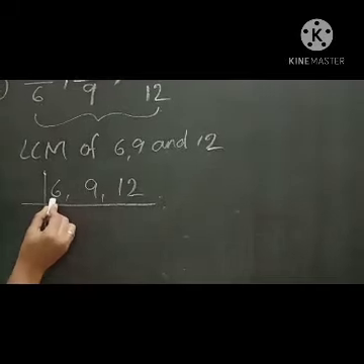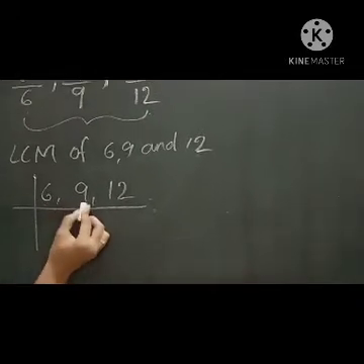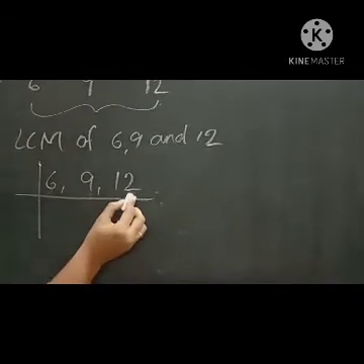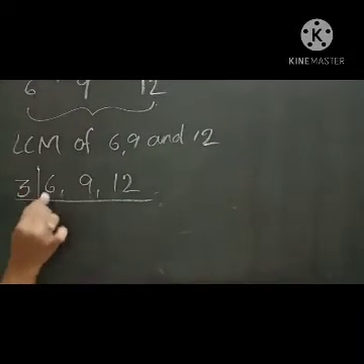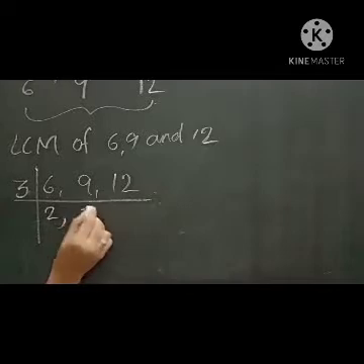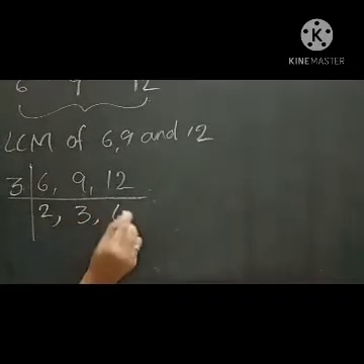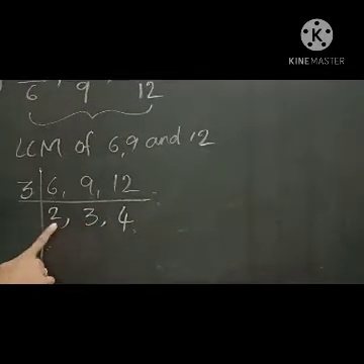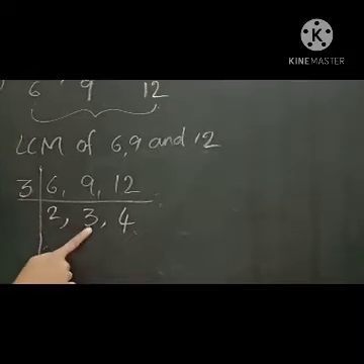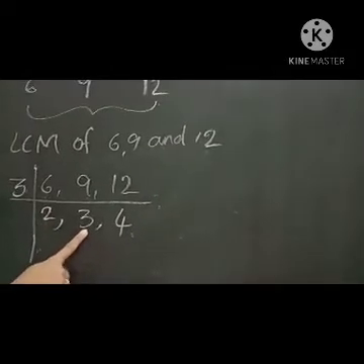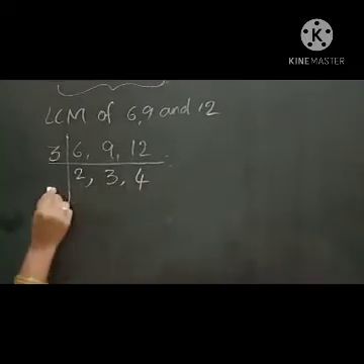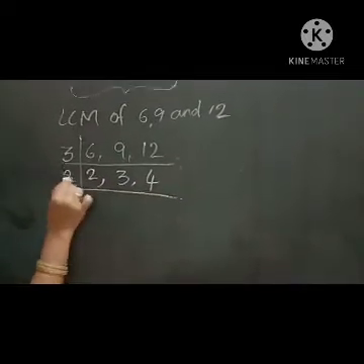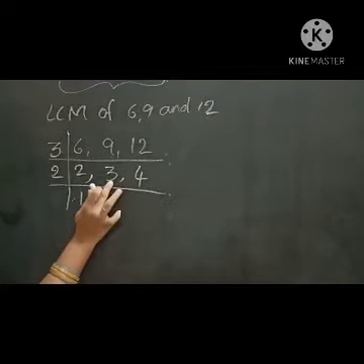6 is divisible by 3. 3 2s are 6. 9 also is there in 3 table. 12 also is there in 3 table. Now we have to go through the 3 table. 3 2s are 6. 3 3s are 9. Next 3 4s are 12. See children, here 2 is divisible in 2 table, but 3 is not divisible in 2 table. No? Just leave this number. And next 4 is there in 2 table. No? Right here 2. 2 ones are 2. Here 3 is not there, no children.